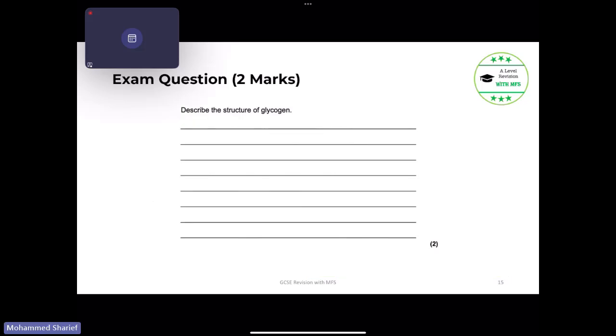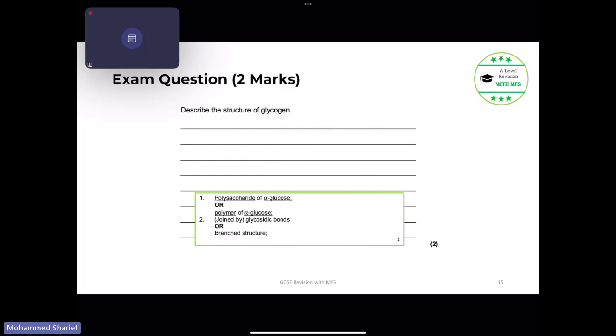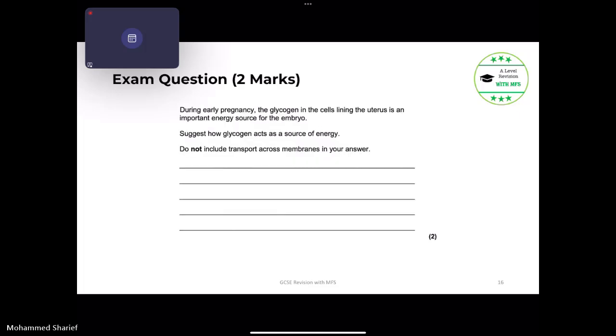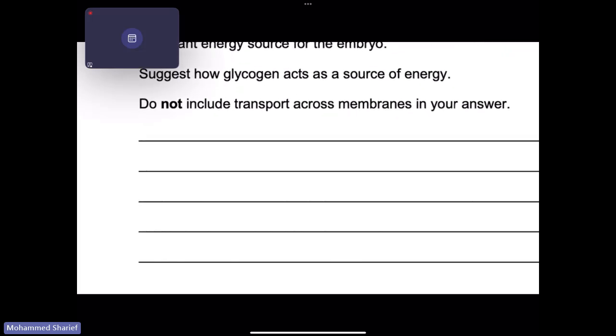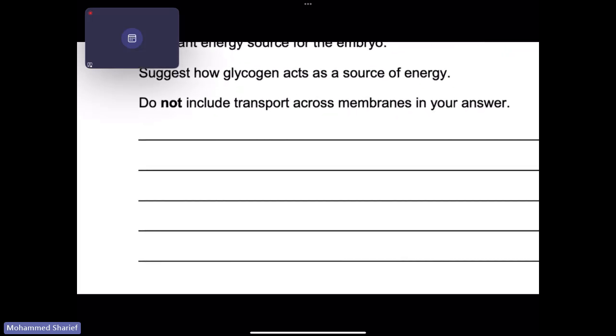Okay, describe the structure of glycogen. Just because of time, I'm just going to skip this question. You can have a look at the mark scheme over here. Simple retrieval question. It's a polysaccharide of alpha glucose, or polymer of alpha glucose, and it is joined by glycosidic bonds, or it has a branched structure. Okay, suggest how glycogen acts as a source of energy. Remember, I will cover this now over here. We've looked at this. One of the adaptations of glycogen is that it forms a highly branched structure for rapid hydrolysis back to glucose. So we're going to write that down.